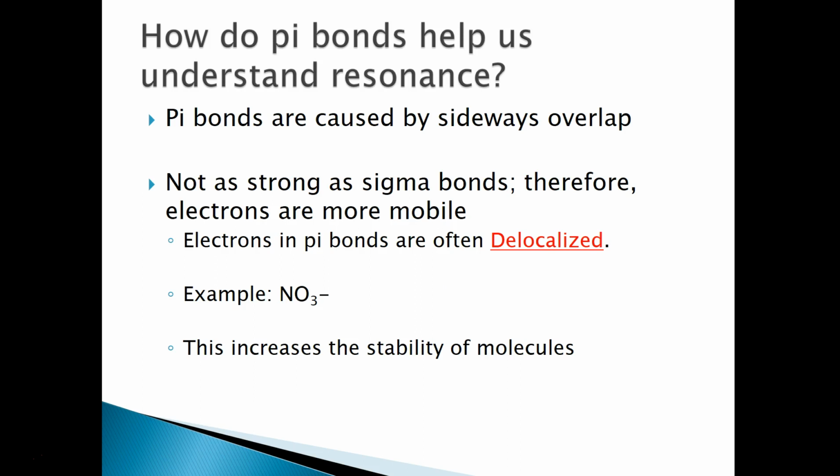All right, so how do pi bonds help us understand resonance? Well, this is going to be summing up a lot of what we talked about. Because pi bonds are caused by that sideways overlap, they're not as strong as sigma bonds. So the electrons involved in those bonds are able to move around. In other words, they become delocalized. And the example is the nitrate ion, where those delocalized electrons are allowed to move wherever they want. Again, this increases the stability of the molecule by spreading the formal charge out amongst the whole molecule.